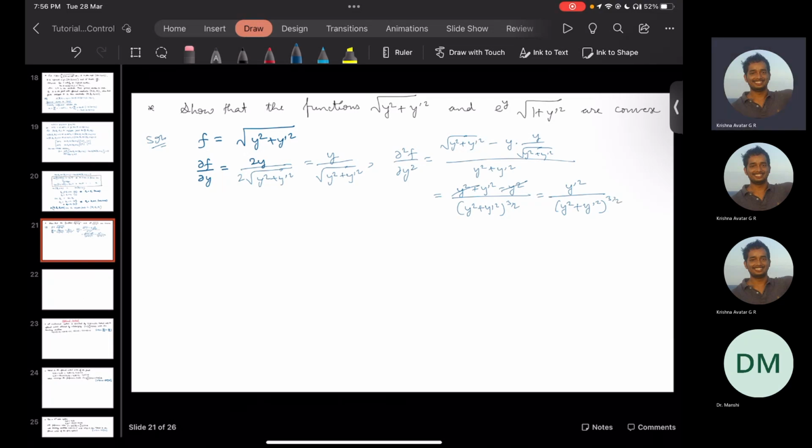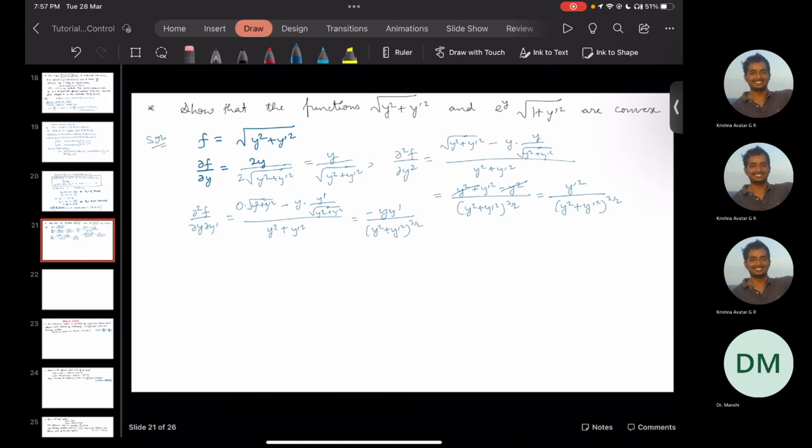Fine. Now let's also take the derivative of del square f by del y prime. So del y and del y prime, right? At first. And this gives us, so here let's use the u by v rule. So 0 into the other terms minus y into, and this gives us minus y prime, and there's going to be a square root here, divided by, okay.